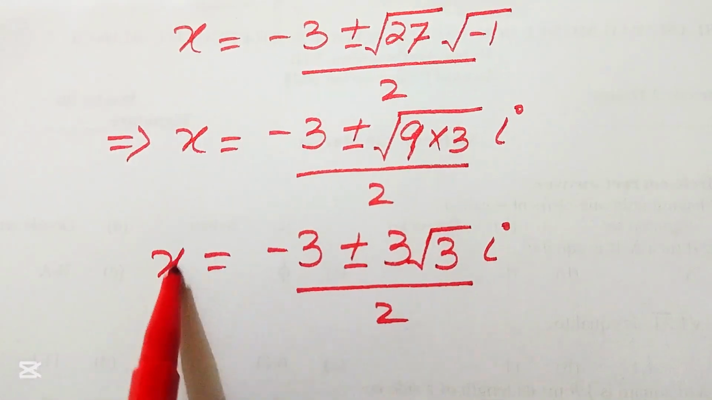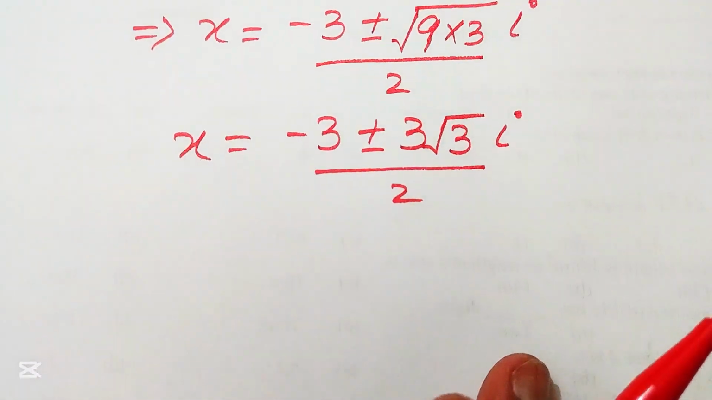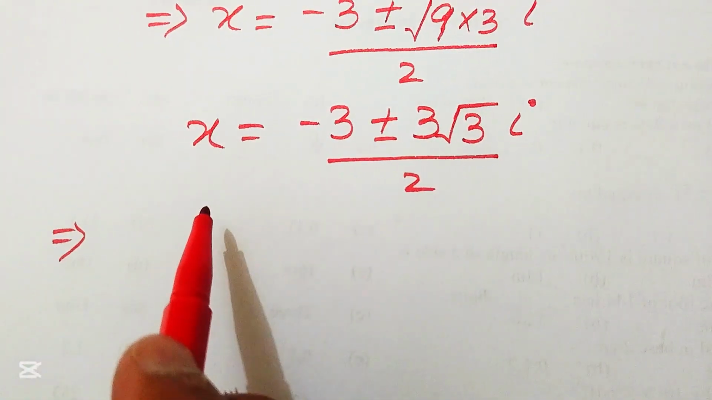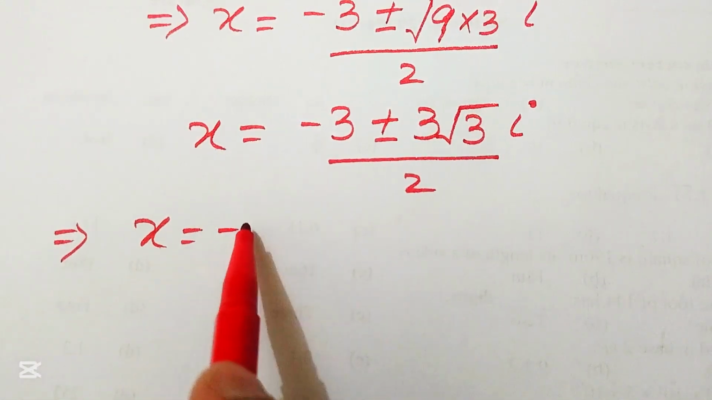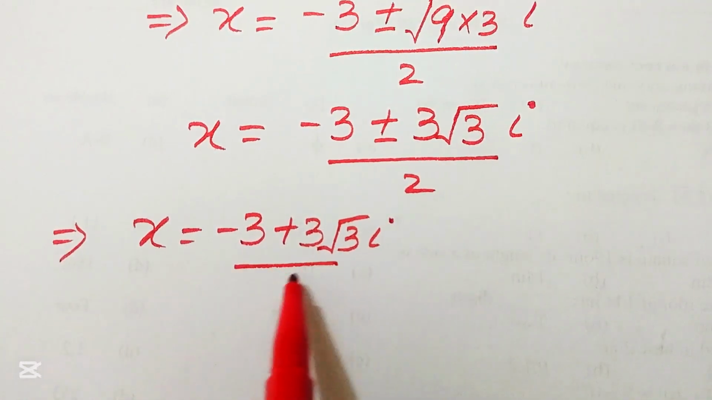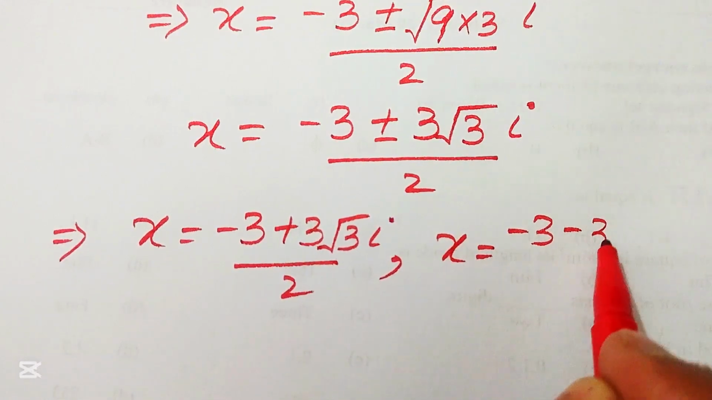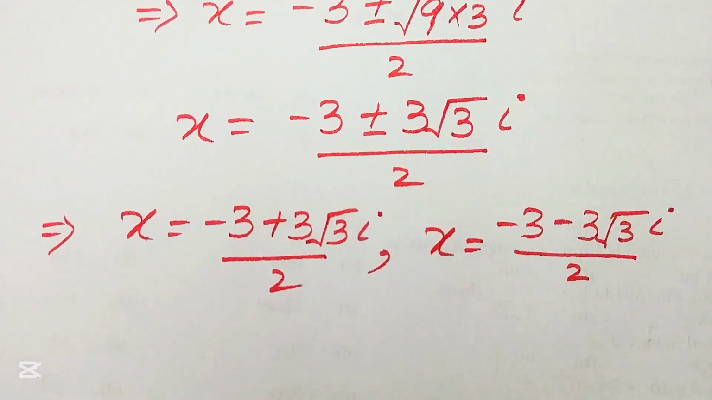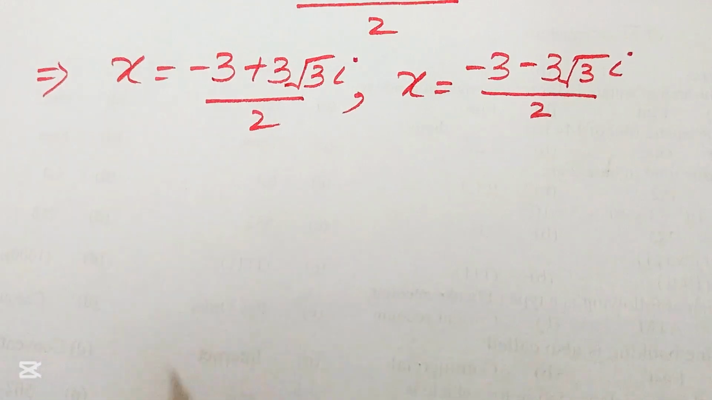So these are the two values of x, but here we need to back substitute the value of x. In order to back substitute, we can first break this value, and here we can write the positive value of x. It is minus 3 plus 3 times square root of 3 iota, divided by 2, and here we can write the negative value. It is minus 3 minus 3 times square root of 3 iota, divided by 2. These are the two values of x, and here we will back substitute the values of x.